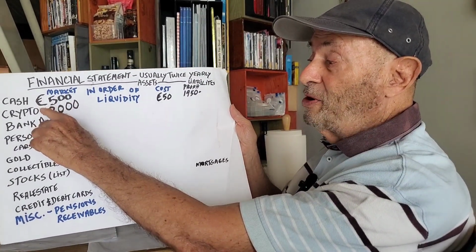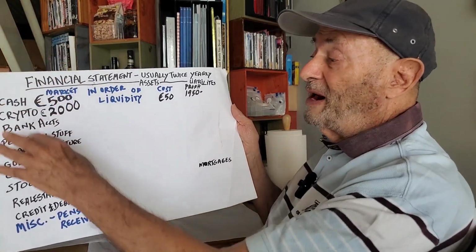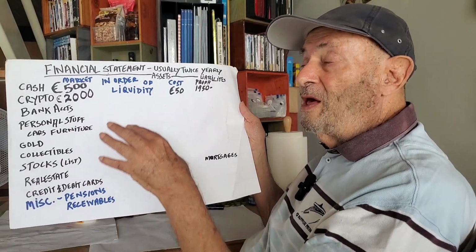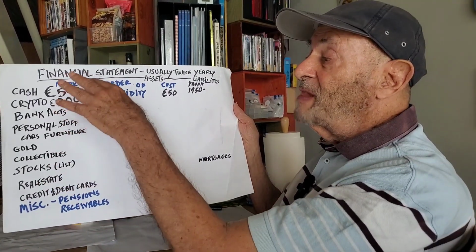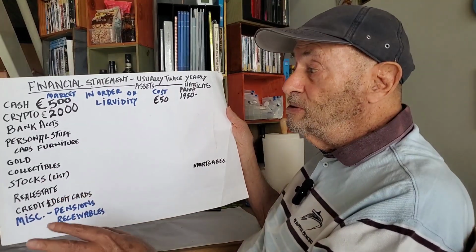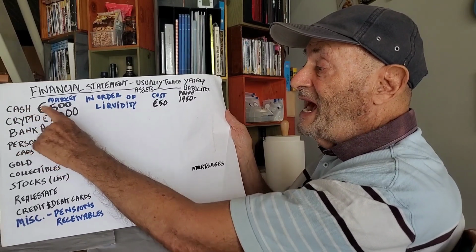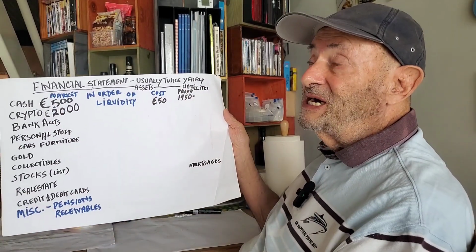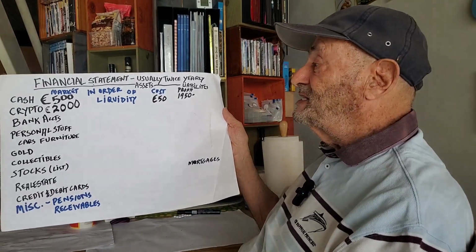Now you could have it in euros, in dollars, in pounds, in pesos, whatever it is. You're going to choose the currency that you use for everyday expenses, and you're going to put that on the financial statement. So you have to choose your currency. With cash, you don't have to worry about cost. Cash is cash. What you paid for it or what it is worth now, it's exactly the same.